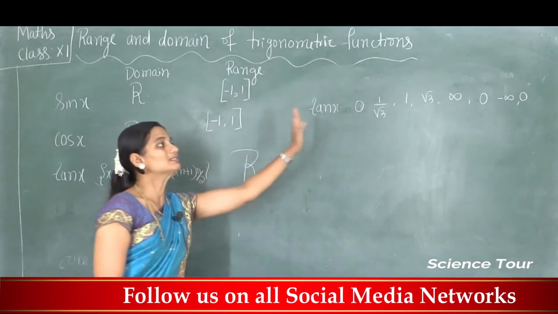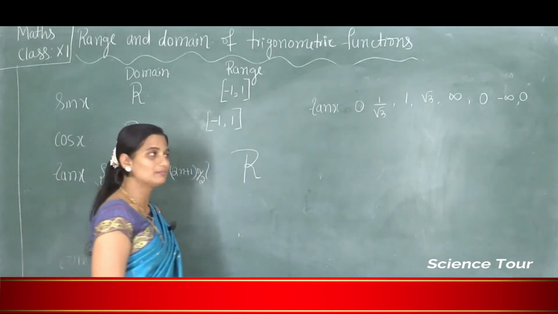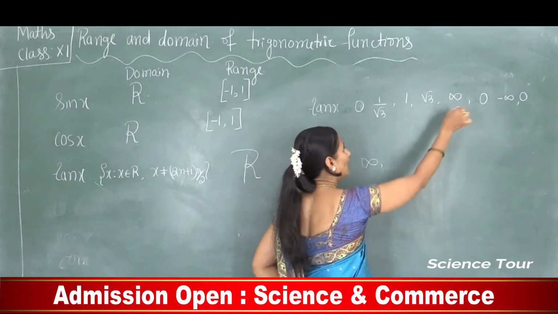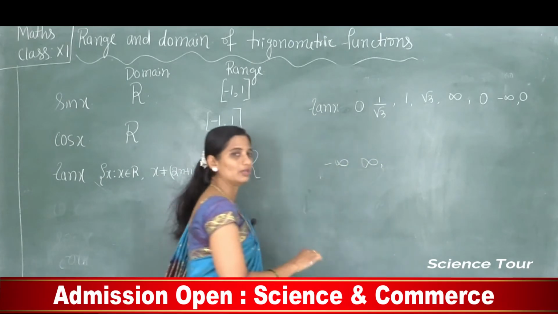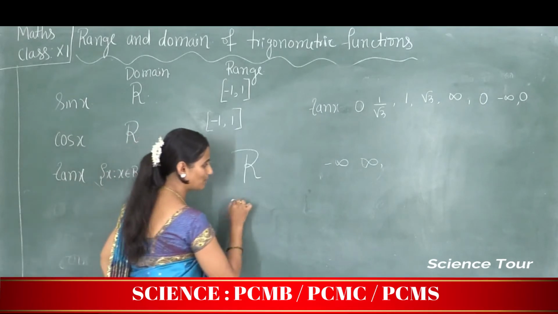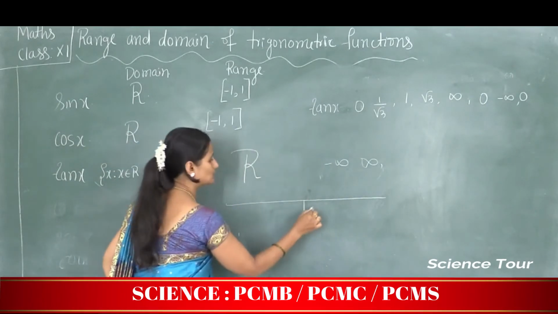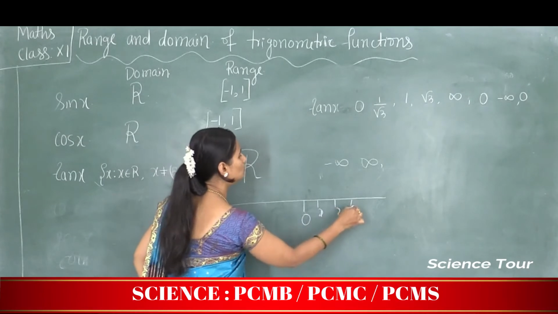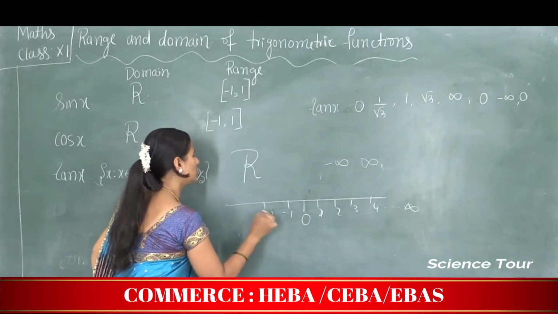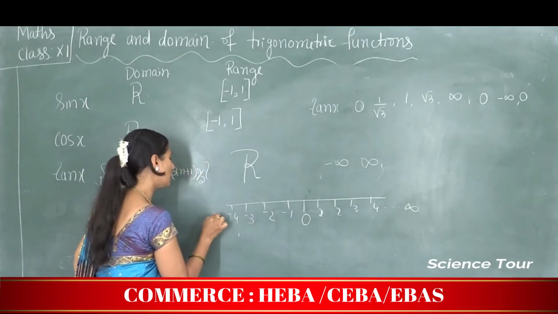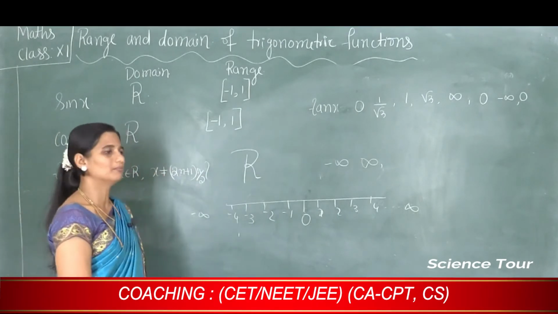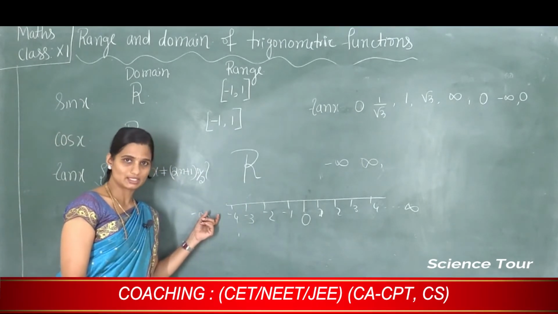So what is the maximum value here? Maximum is infinity, and minimum is minus infinity. Why is minus infinity the minimum? In real numbers, you know 0, 1, 2, 3, 4 and so on, it is infinity. Minus 1, minus 2, minus 3, minus 4 and it is minus infinity. In this, which is the smaller number? The smaller number is minus infinity.